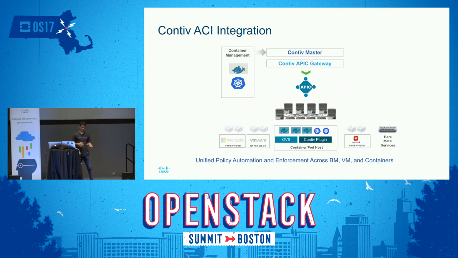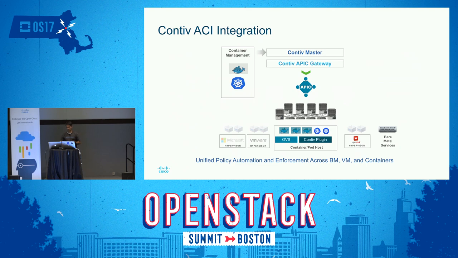So this way, your APIC is working with your bare metal machines, your VMs that are running on OpenStack, on Hyper-V, VMware, all those integrations that are already there. And with this integration that we did with ACI and Contiv, now you have similar integration available for containers, right? So we have the Contiv agents that are running on the hosts, and the policies that you define on your container cluster make their way into ACI using this integration.